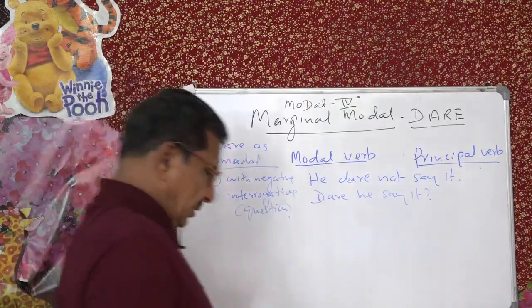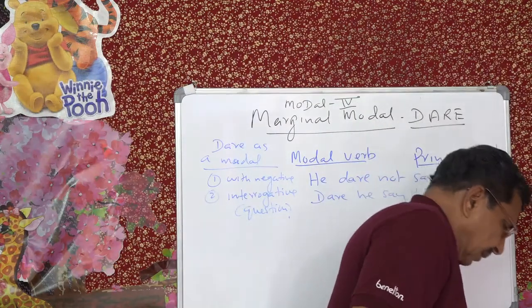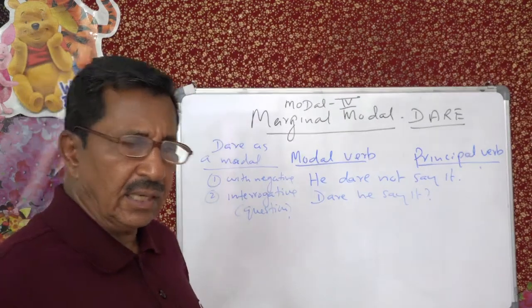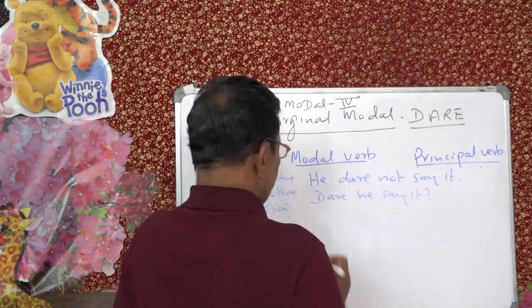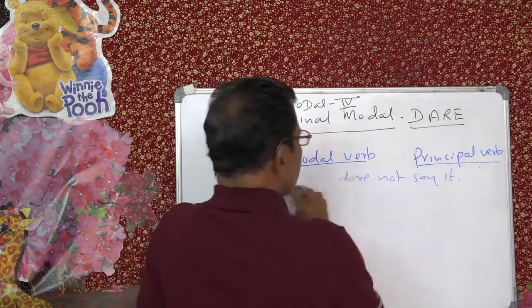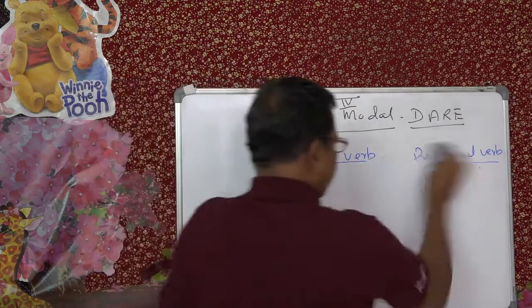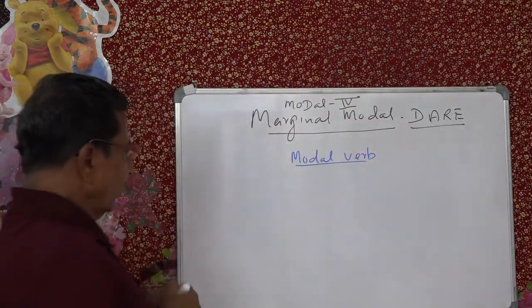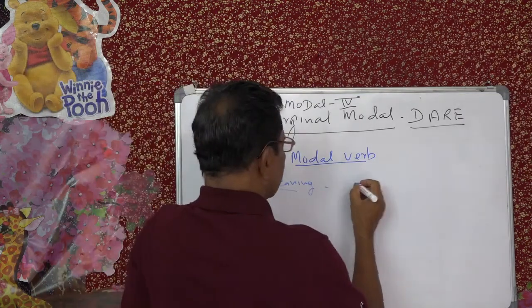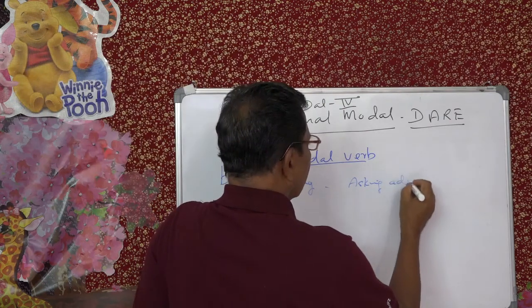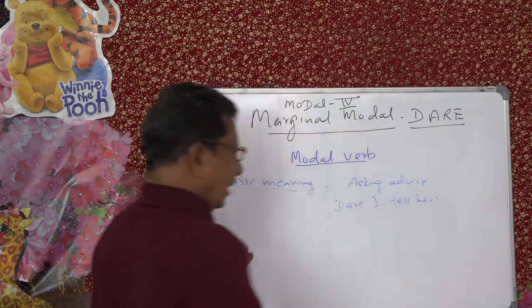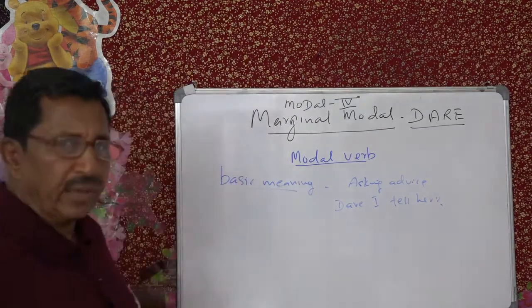But as a modal, one meaning is asking advice. For example, you say, "Dare I tell her?" That means, should I tell her? If you say it like this, the basic meaning is asking advice. You are asking somebody's opinion. "Dare I tell her?" What does it mean? It means, should I tell her?